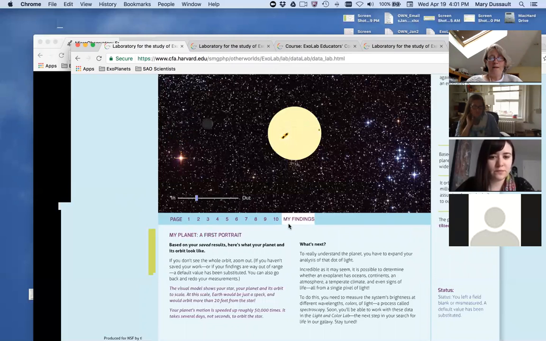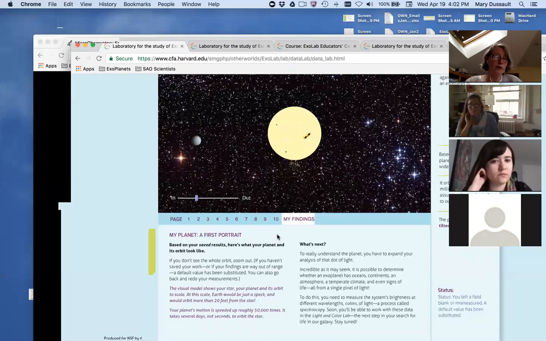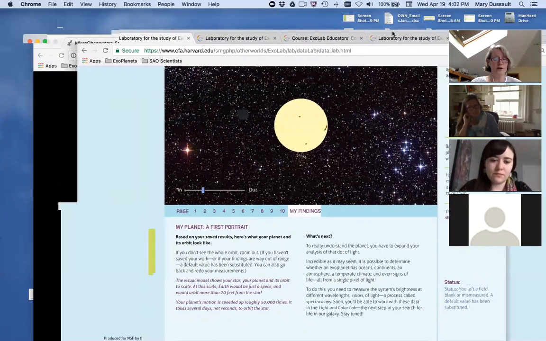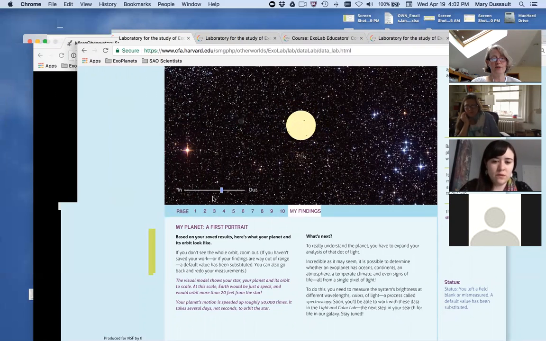And so the last page of the data lab summarizes students' data. And in our next webinar, which we'll talk about when that will be at the end, I'll go over more about how you can look up what your students have in their database. But the My Findings page summarizes what they've written down about the particular star that they've found, and gives them a quick visualization of this. Okay.